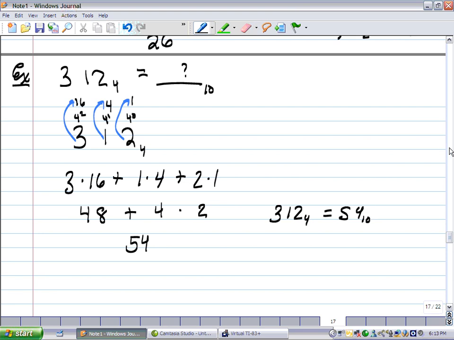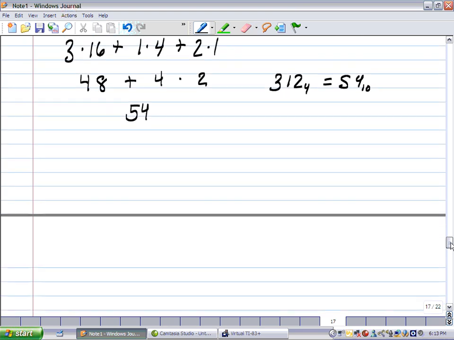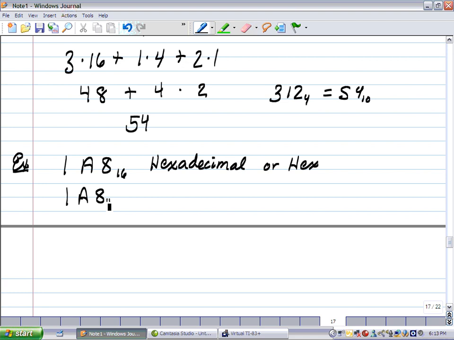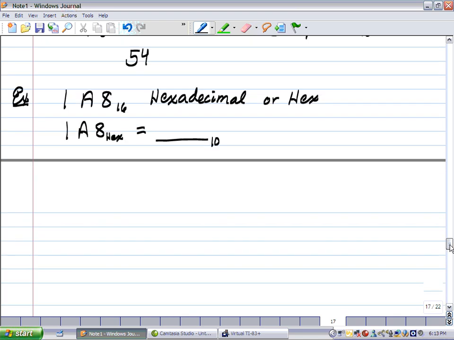We want to make sure we get a base 16 in here. So let's look at a base 16 example. 1A8 base 16. 16, by the way, is known as hexadecimal, or sometimes just hex for short. So sometimes we might actually write a little word hex down here instead of a 16. So let's see if we can convert that to base 10.